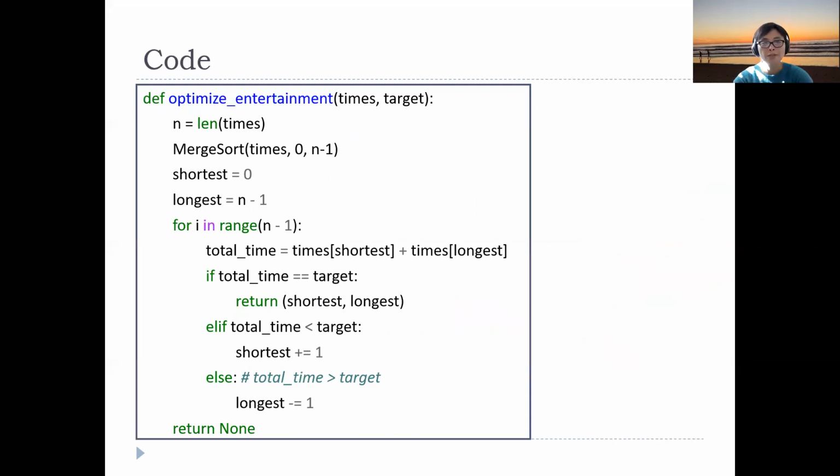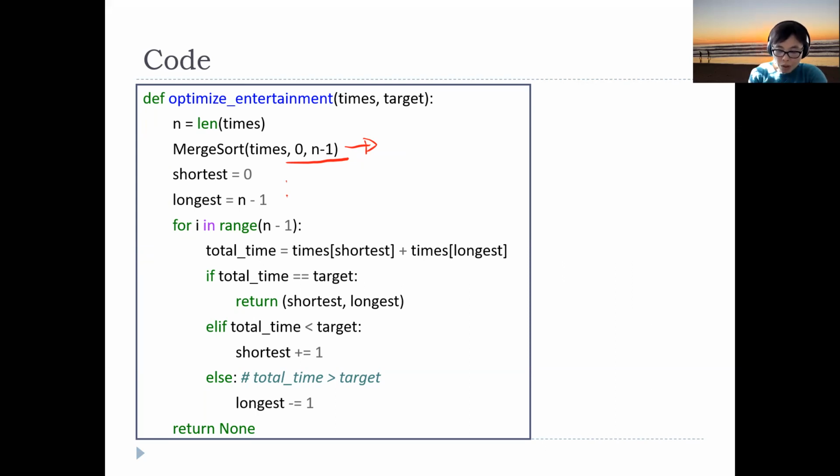Well, here's what we have. So remember the first step now, however, we have to first do a sorting to sort this array, because for this previous idea to work, we need to have all the movie times first sorted. Okay, so we first sort all the movie times. Then we have the two pointers. One is the shortest one, and one is the longest one among the possible pair of movies that will give you the total time D.